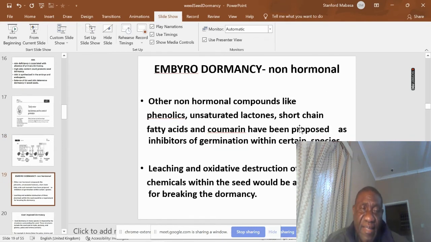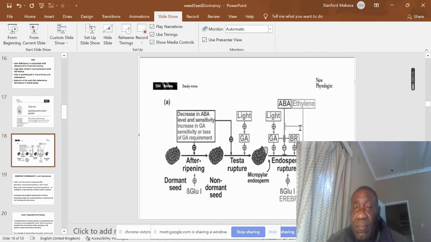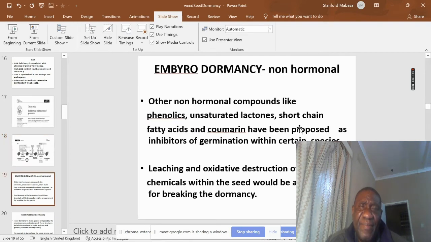So, Doc, does it mean to say that depending on the seed that we have, there is a different amount of hormone that will trigger germination? Yes, it's the levels of hormones which will direct the behavior of that seed. And of course, the conditions may vary with the species.